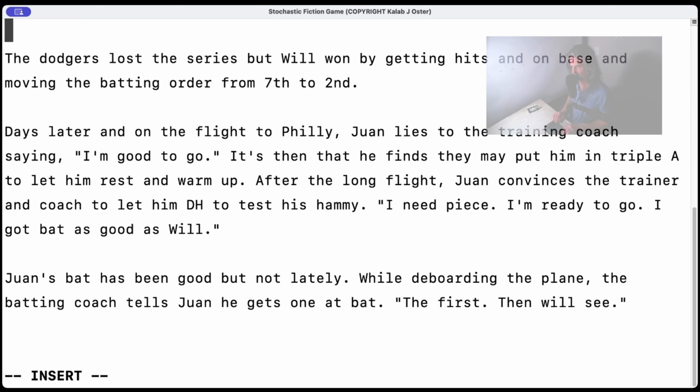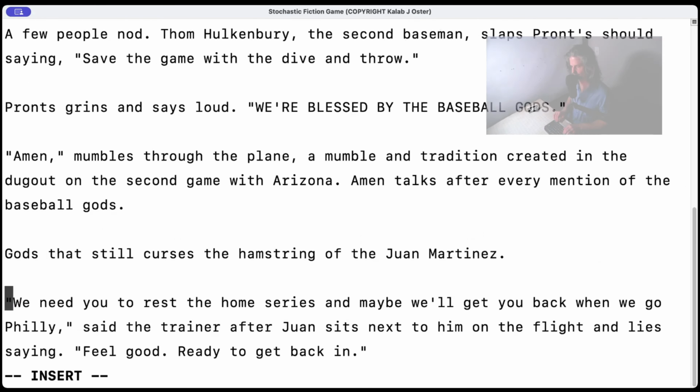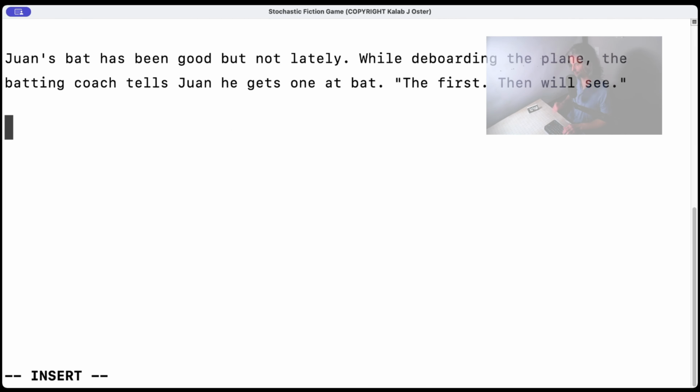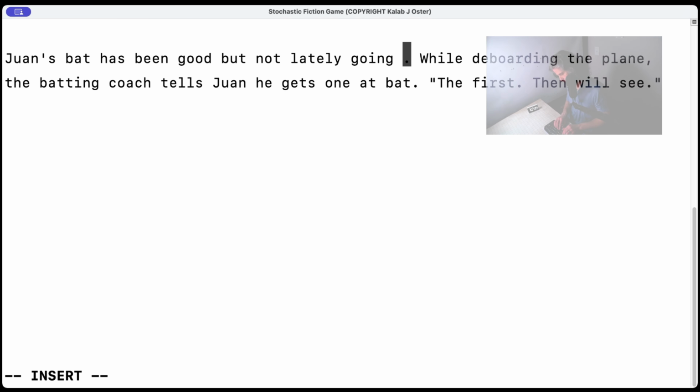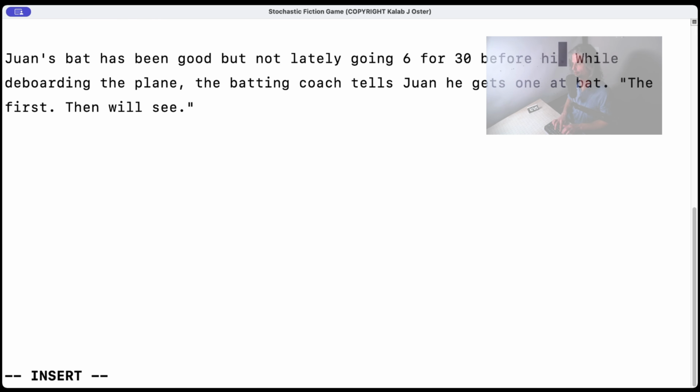I think this is... how am I going to end this? It's got to be on the plane. Juan's bat has been good, but not lately. While deboarding the plane, going 6 for 30 before his hammy.